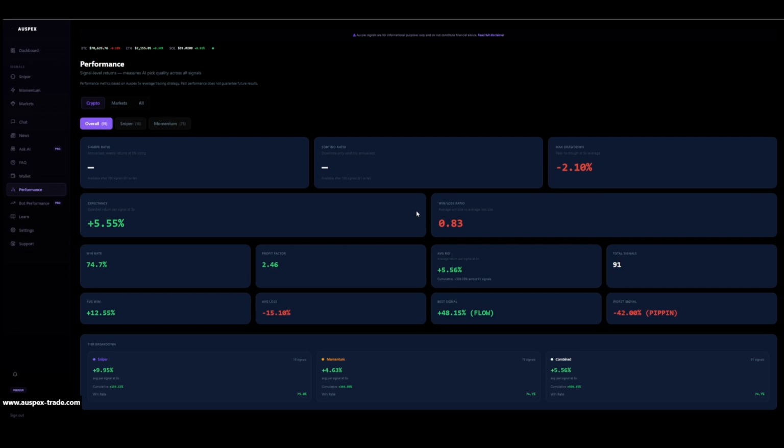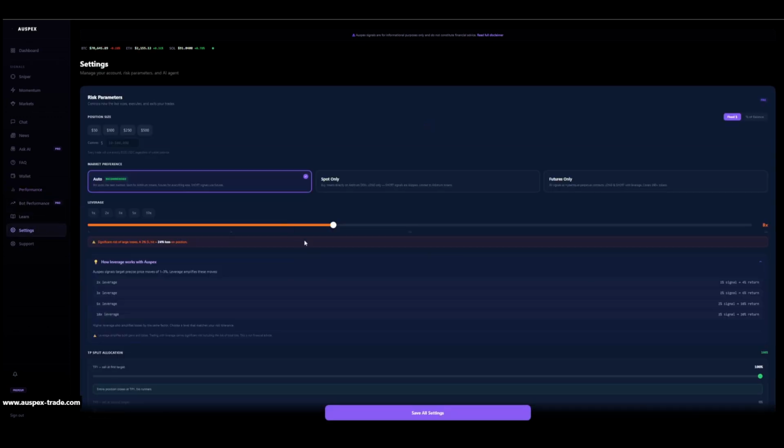Finally, settings is where you customize your trading experience. Set your position size, either a fixed dollar amount or percentage of balance. Choose your market preference. Auto mode lets the bot pick the best method, spot only for direct token purchases, or futures only for perpetual contracts with leverage.